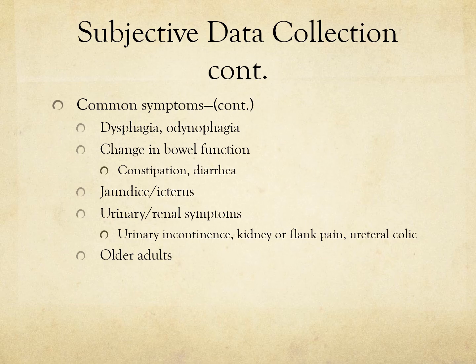And finally, remember that older adults are going to present differently than younger patients. Again, those vague symptoms, delayed symptom reporting, minimal pain, even when it's serious. So you could see things like confusion, weakness, decreased appetite, and functional decline instead of those classic GI symptoms.